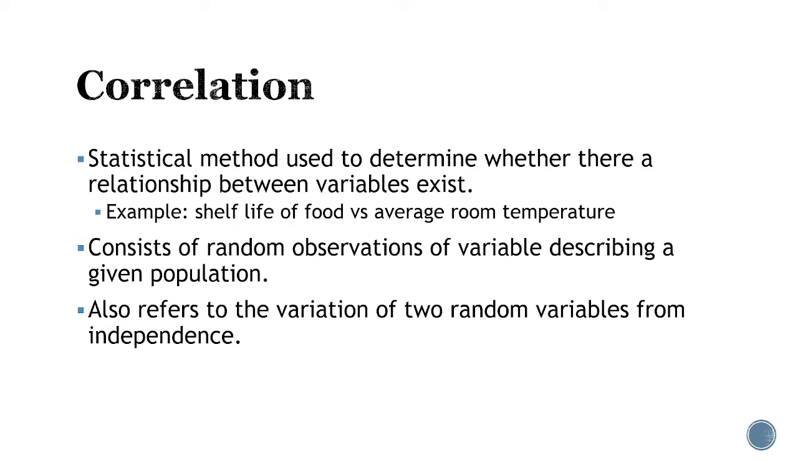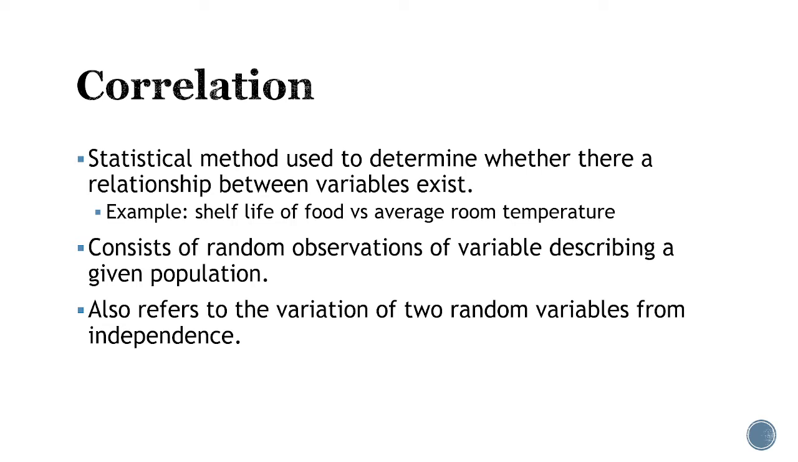It also refers to the variation of two random variables from independence. Ang ibig sabihin lang nito, independent ba or hindi yung dalawang variables sa isa't isa, or dependent ba sila? May dependent, halimbawa yung isa, habang tumataas ba yung value ng isang variable, tumataas ba or bumababa yung isa, or walang specific relation, walang nakikitang specific na trend na masasabi natin.